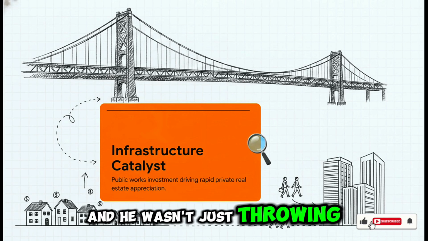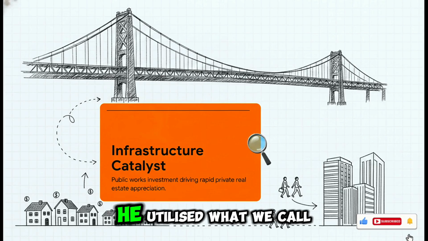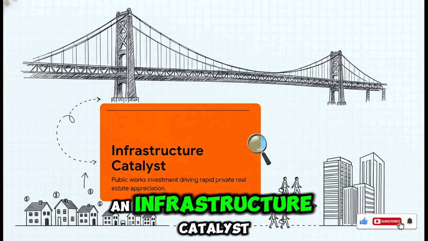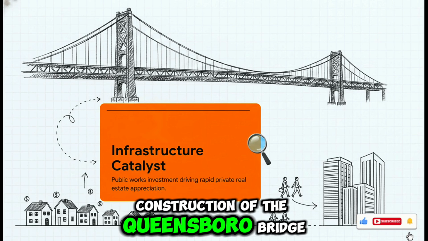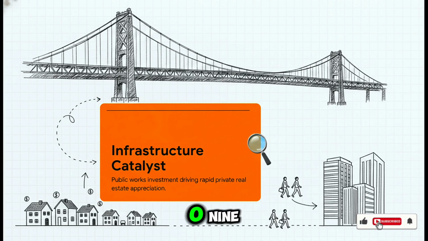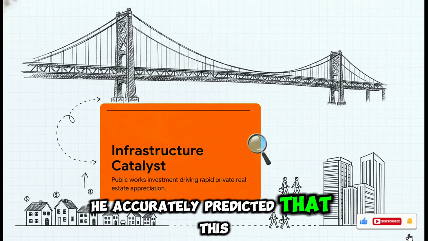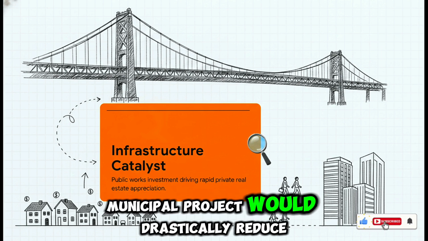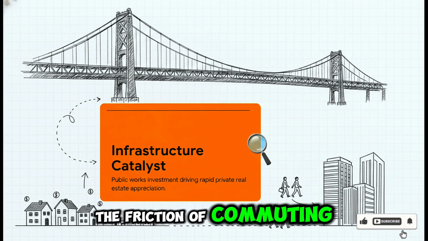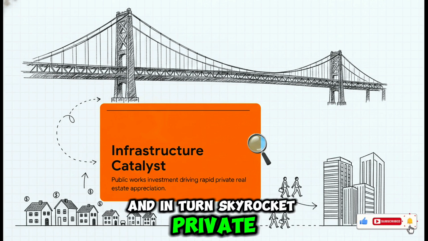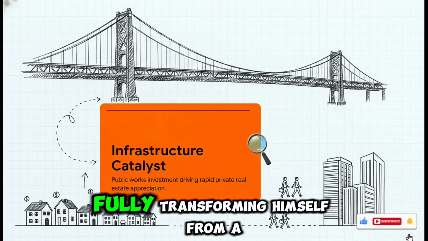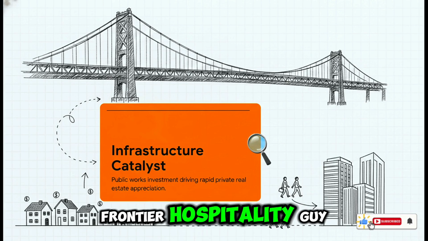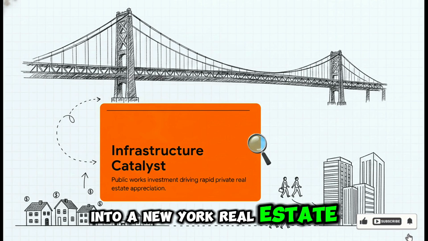And he wasn't just throwing darts at a map to buy land. He utilized what we call an infrastructure catalyst. He bet his hard-earned capital on the construction of the Queensboro Bridge, which finished up in 1909. He accurately predicted that this massive municipal project would drastically reduce the friction of commuting, and in turn skyrocket private property demand in Queens. So he started building modest homes, fully transforming himself from a frontier hospitality guy into a New York real estate developer.